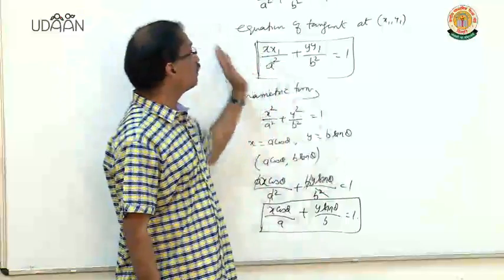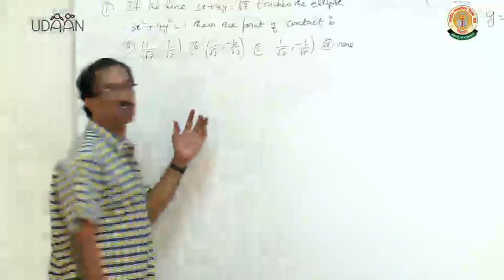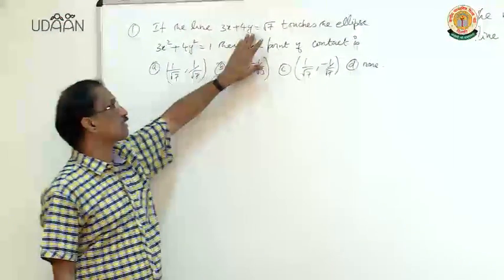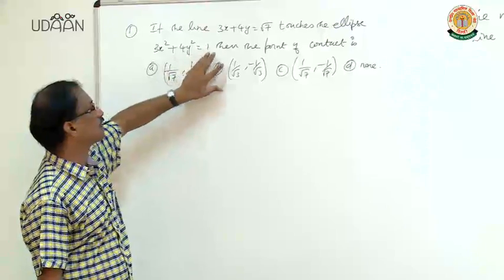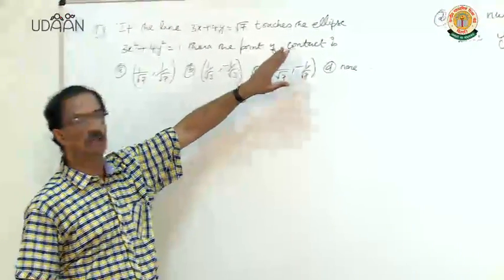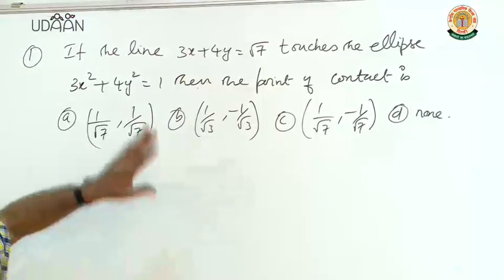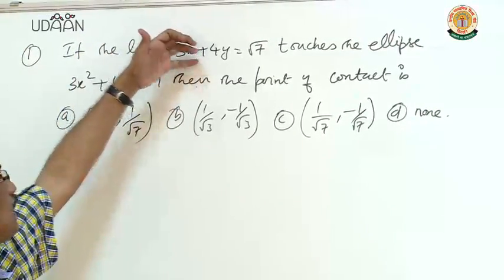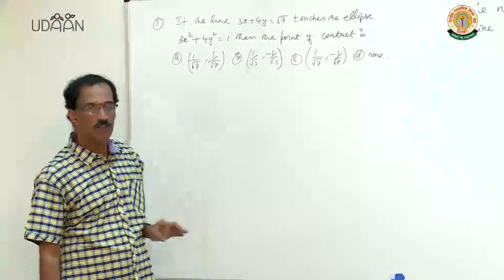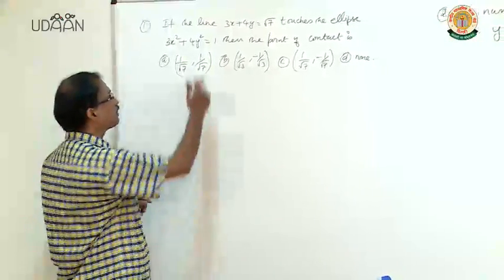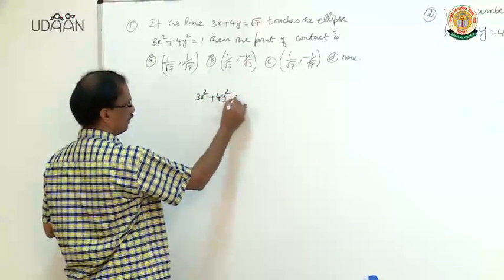Now let us move on to apply these formulas through examples. The first example says that if the line 3x plus 4y equal to root 7 touches the ellipse 3x square plus 4y square equal to 1, then what is the point of contact? There are two or three ways to do that. One is that you can substitute the x value from this, substitute here, solve it, and get the coordinates of x and y. That is one way. It will be a little tedious. Otherwise, you see here your ellipse is 3x square plus 4y square equal to 1.